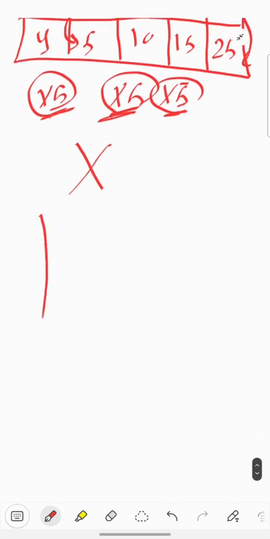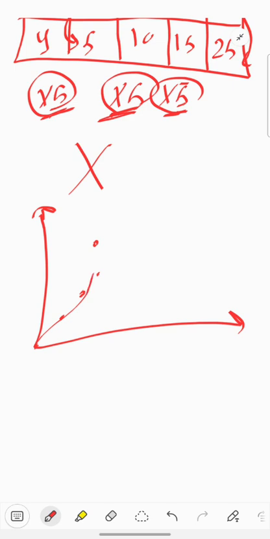And if you graph it, you can graph it like this. The first point maybe here, and here, and here. So it's a curve, not a straight line. So it's not a proportion.